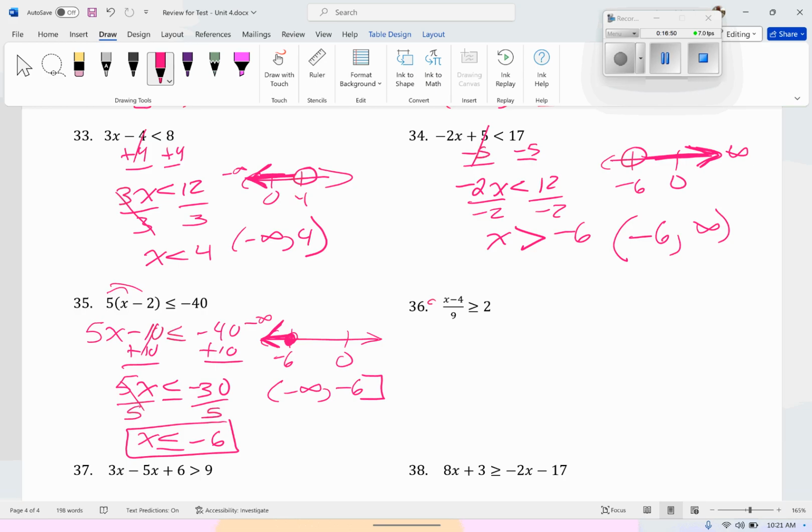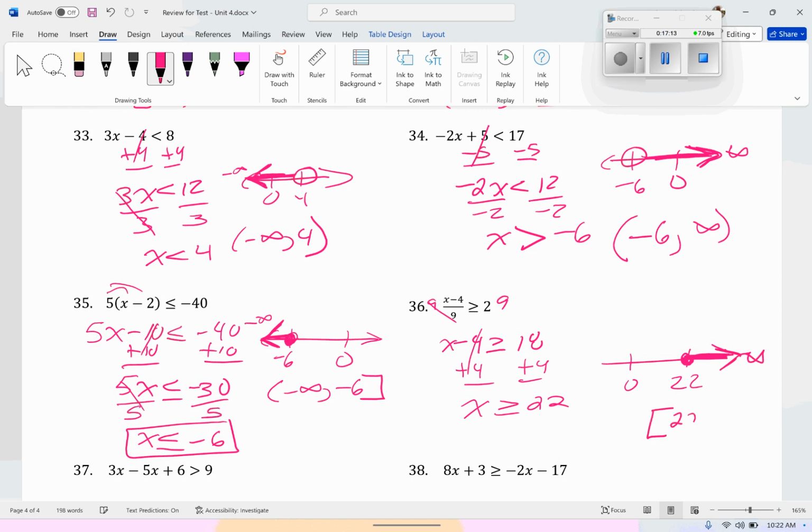Number 36, multiply both sides by 9 first. Those cancel. That's 18. Add 4 to both sides. Those cancel. x is greater than or equal to 22. So on a number line, you have 0 here. You have 22 on the right of it. It's a solid dot at 22. And it's going to shade forever to the right to infinity. Use your interval notation as a square bracket, 22 to infinity.